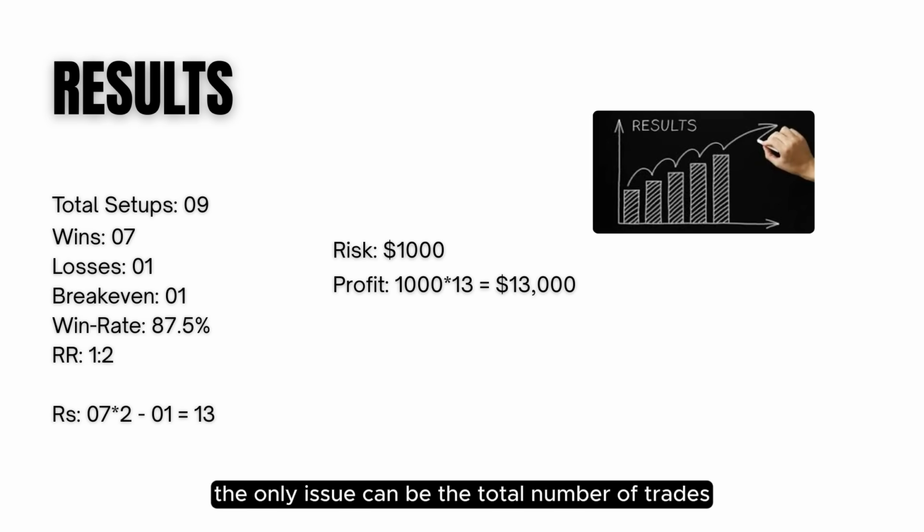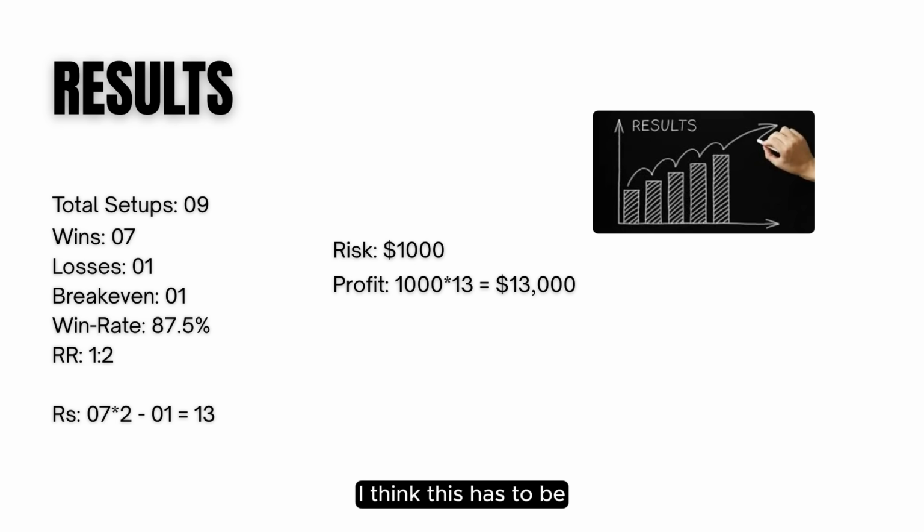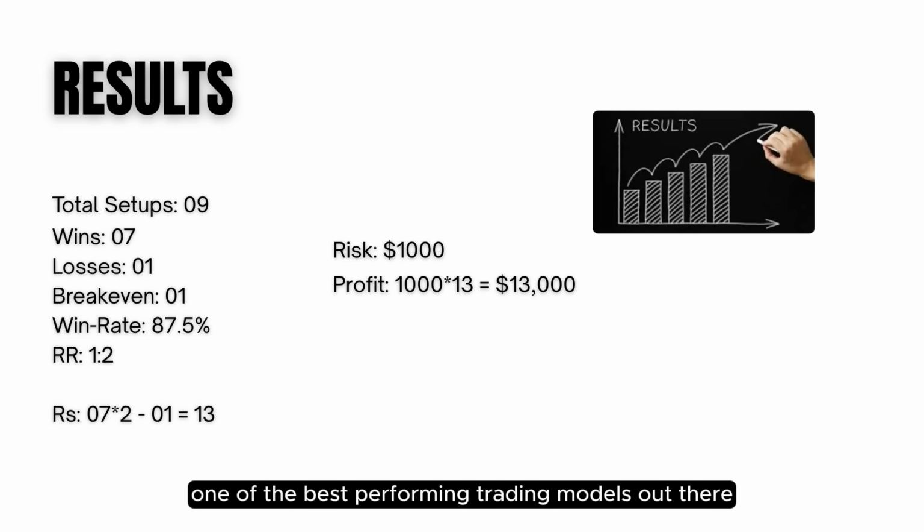The only issue can be the total number of trades, which is less. A total of 9 trades in a month means around 2 trades per week. But with this high accuracy rate, I think this has to be one of the best performing trading models out there. Now let's see how will be the results if we only consider the formation of BPR after liquidity grab as an entry confirmation.